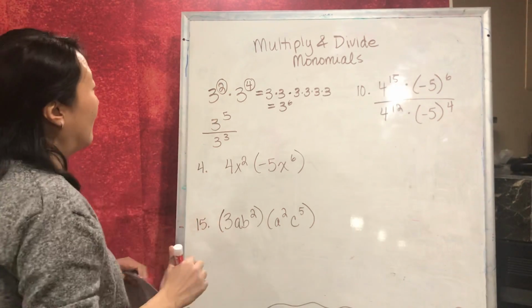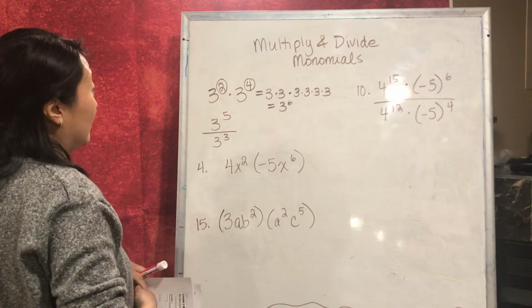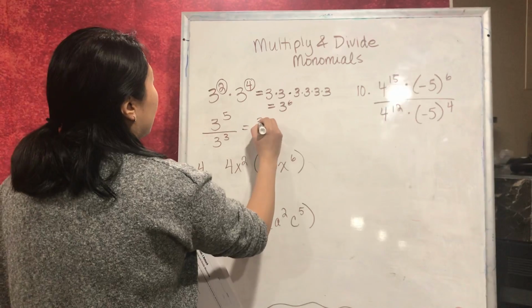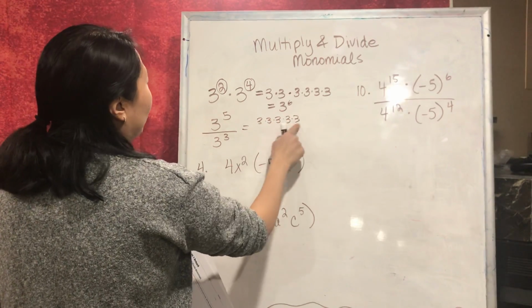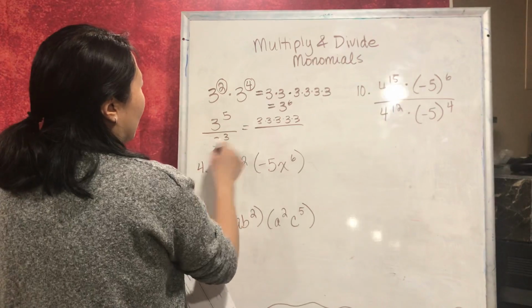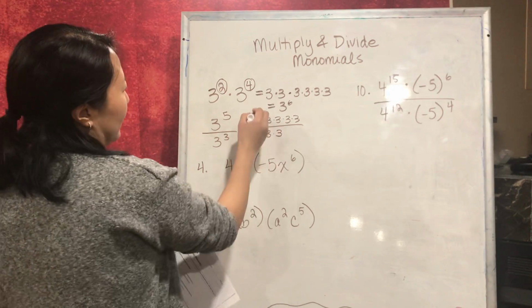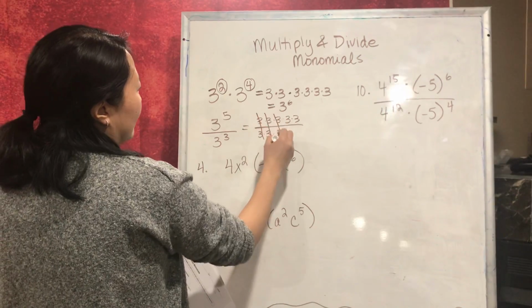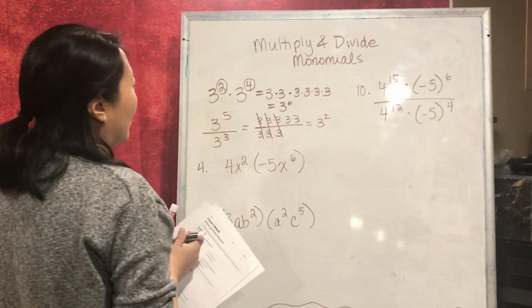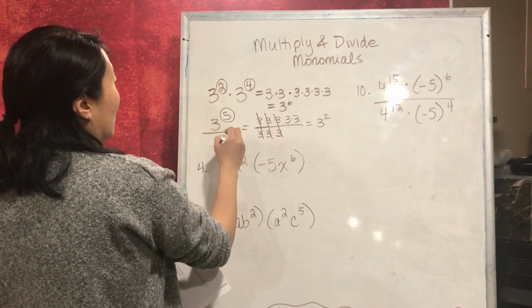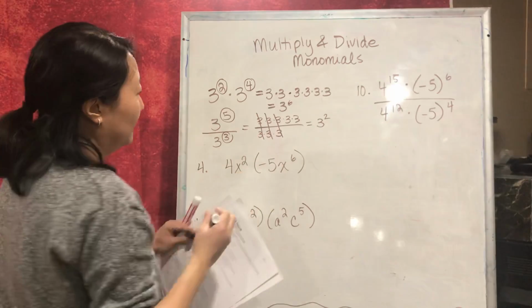Now let's look at what happens when we divide. 3 to the 5th power, of course, is 3 times 3 times 3 times 3 times 3. So I've got 5 of them. And then I'm dividing by 3 to the 3rd, 1, 2, 3. And then look what happens. These 3's all cancel out, and I'm left with only 3 to the 2nd power. So what did I do with the exponents when I'm dividing? I simply subtracted. 5 minus 3 equals 2.